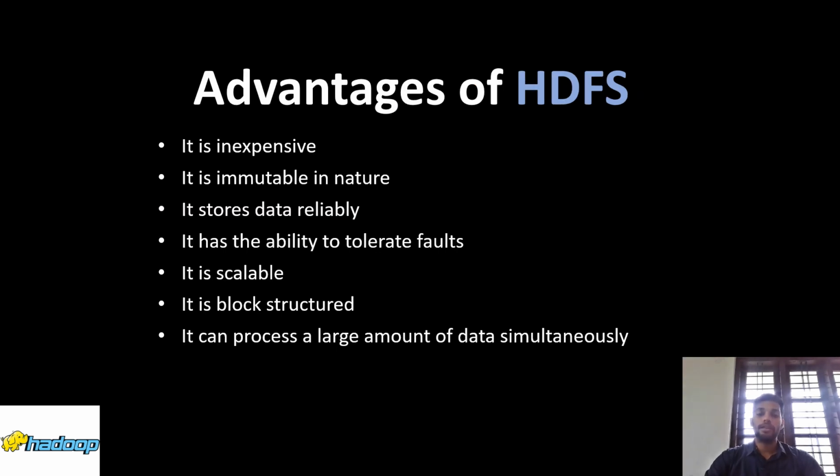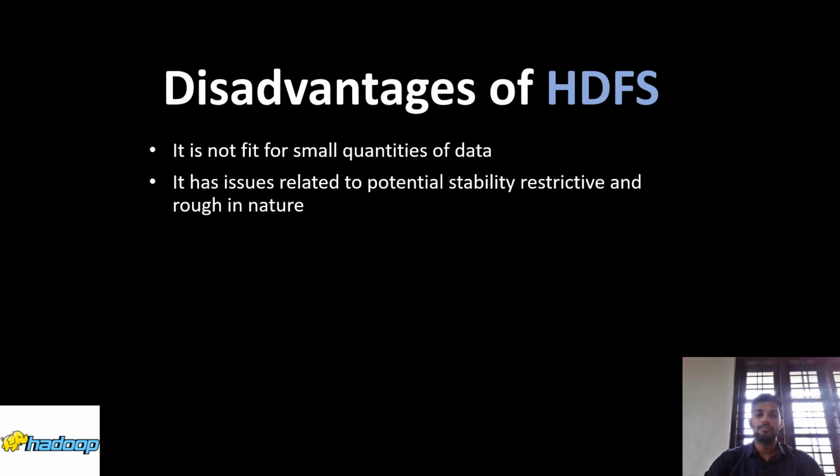Earlier, we discussed the advantages of Hadoop. Now let's go on to the advantages of the Hadoop distributed file system. It is inexpensive, it is immutable, it stores data reliably, it has the ability to overcome faults, it is scalable upon your request, and it is block structured such that all the data are stored in blocks, and it can process a large amount of data simultaneously. The disadvantages of the Hadoop distributed file system are that it is not fit for small amounts of data, it causes a large number of issues related to stability, and it is rough in nature.